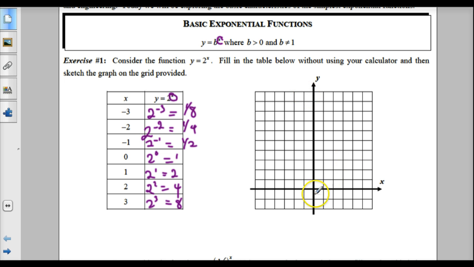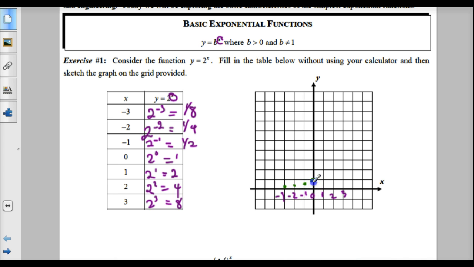Now, how do I sketch this? I know here is negative 3, negative 2, negative 1, 0, 1, 2, and 3. Now let's plot the points. At negative 3, it is 1/8, so it's going to be somewhere really at the bottom. Negative 2 is a quarter, a little bit over. At negative 1, it's a half, so it's definitely halfway there.